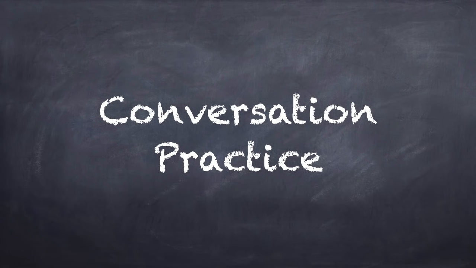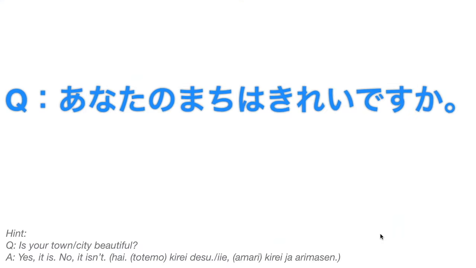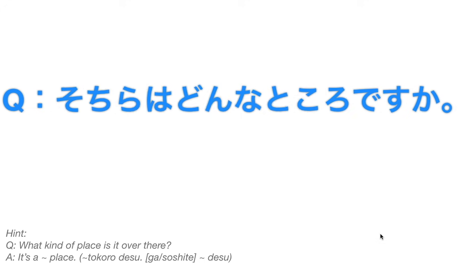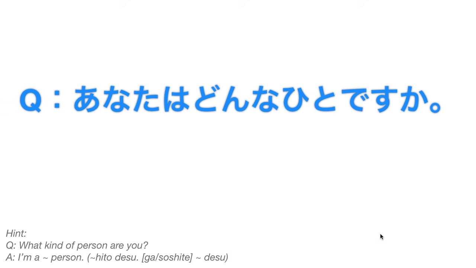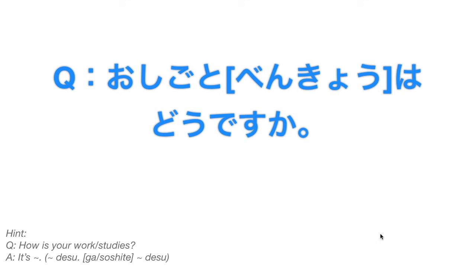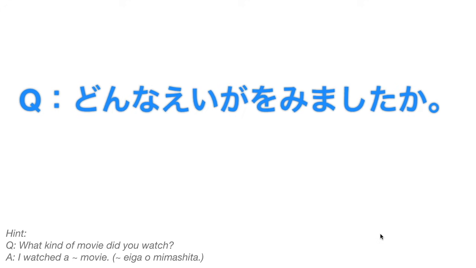Now, it's time for our conversation or speaking practice. You can say them out loud or you can write them down in the comment section below so I can check them. Let's begin. あなたの街はきれいですか? そちらはどんなところですか? あなたはどんな人ですか? お仕事はどうですか? 勉強はどうですか? どんな映画を見ましたか?